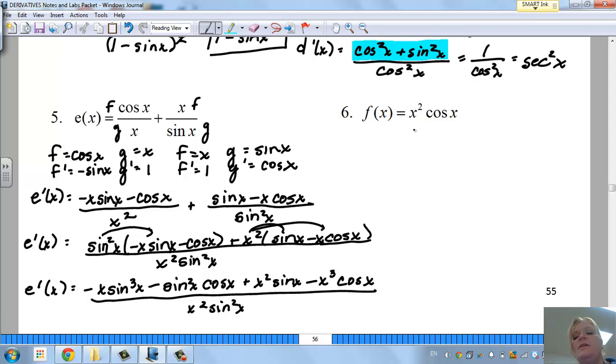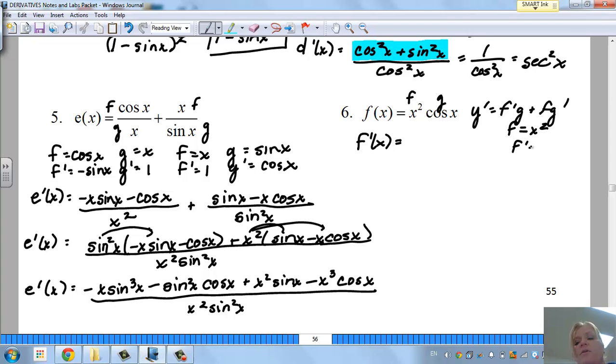Last one here. Now this one is the one that's not a quotient rule. I still have f and g's, but this is my product rule. So you know y prime is going to be f prime g plus fg prime. So let's do our f and g's. F is x squared. F prime is going to be 2x. G is going to be cosine x. G prime is going to be negative sine x.